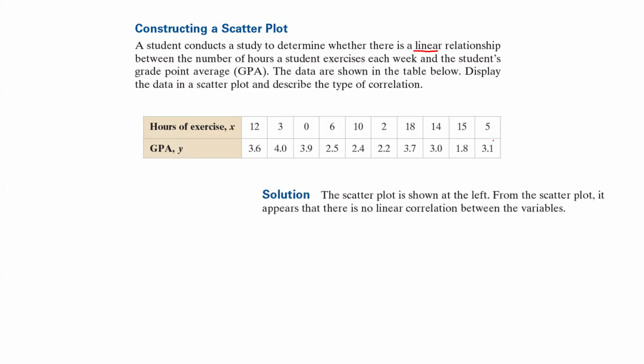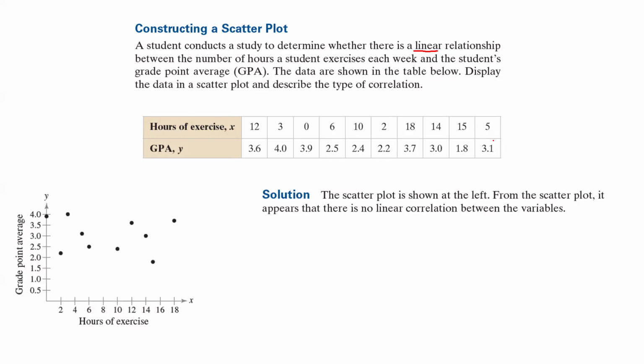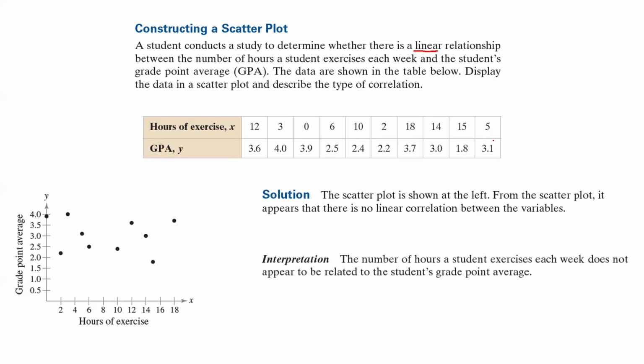Well, let's visualize this data. Do you see any relation here? Do we see any correlation here? The number of hours a student exercises each week doesn't appear to be related, at least there is no linear relation. Since the data are just scattered all over these points, we say that we don't see a linear correlation between these two variables. There is no linear relation between hours of exercise and GPA.